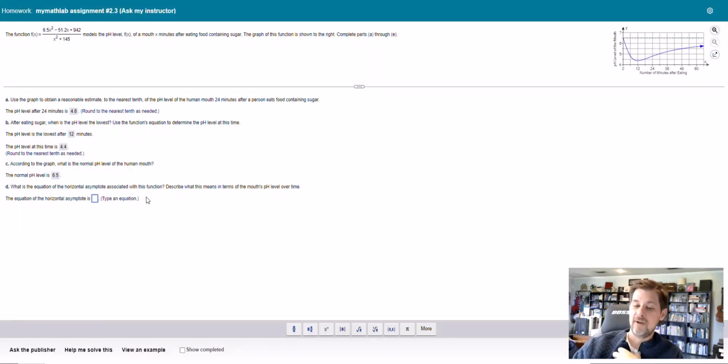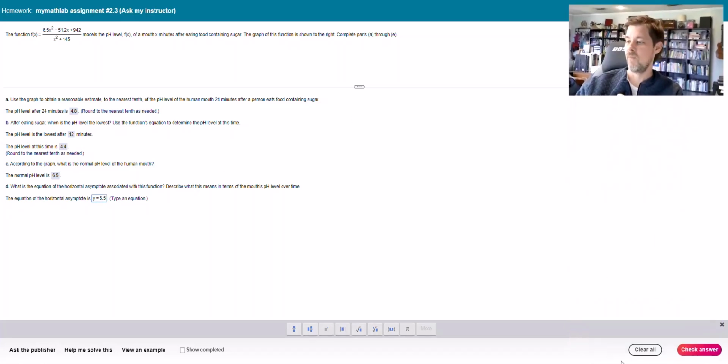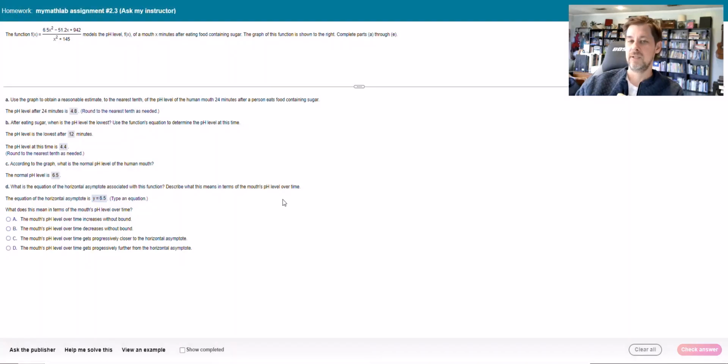So 6.5 is a number. It's the normal pH of a human mouth. And the equation of the horizontal asymptote, according to this graph that tracks the pH after you eat, is y equals 6.5. In a way they're the same thing, 6.5 being the normal pH and the horizontal asymptote being y equals 6.5, but they're technically different. One's a number, one's an equation on the graph.